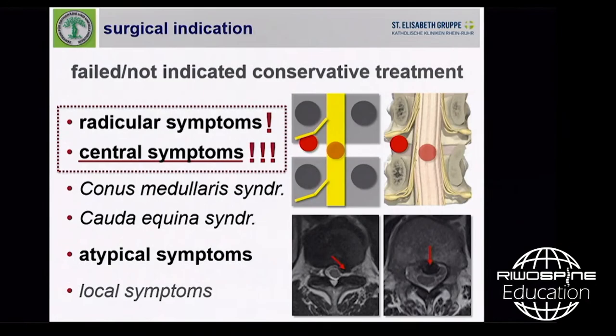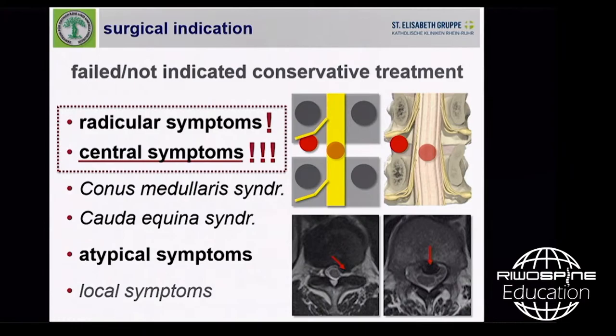So surgical indication, of course, if it's possible, is after conservative treatment. I told you already radicular symptoms. Normally you have these intercostal problems, but especially the T1 nerve is responsible also for muscles of the hand, and the T12 nerve for the abdominal muscles. So mainly we have central symptoms, and especially when you look in the literature, also these atypical symptoms of the heart and the abdomen.